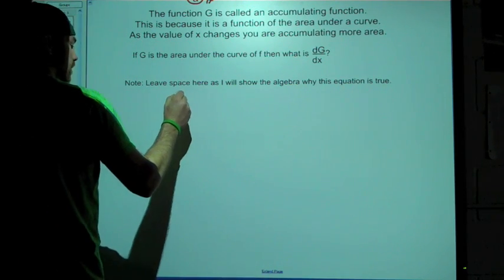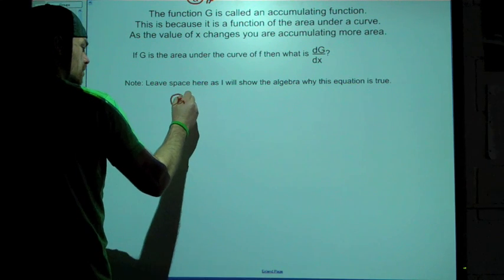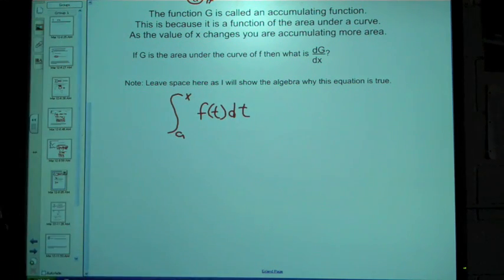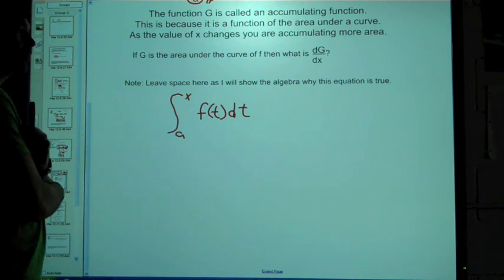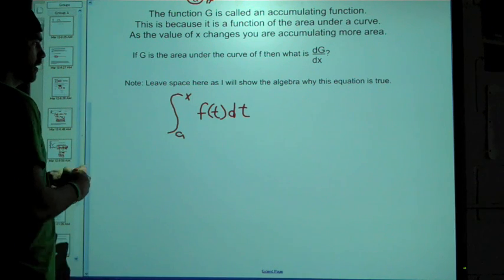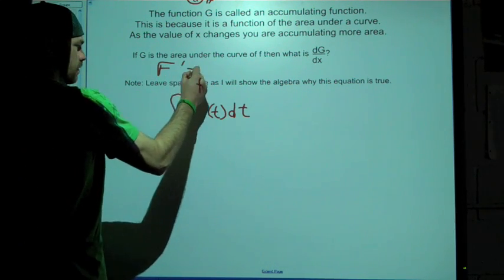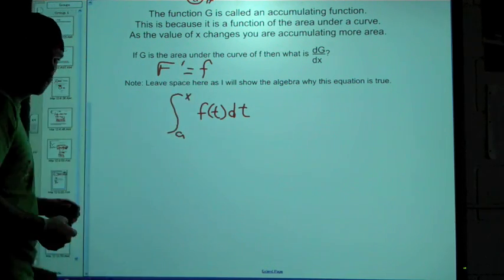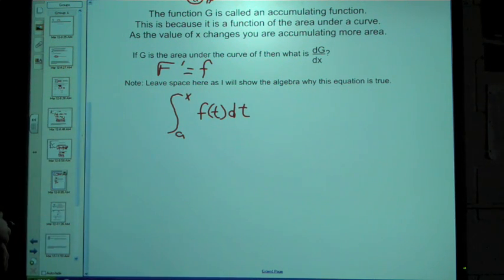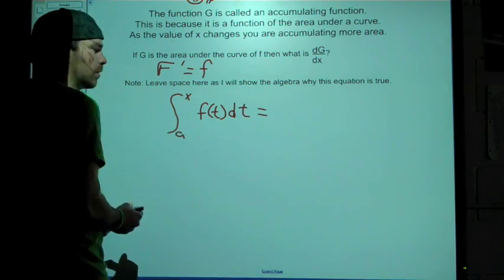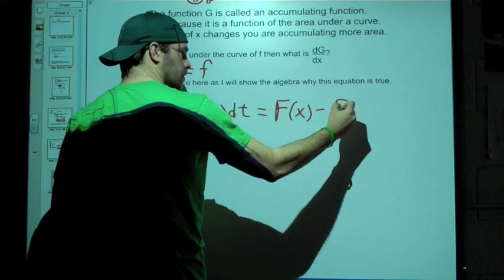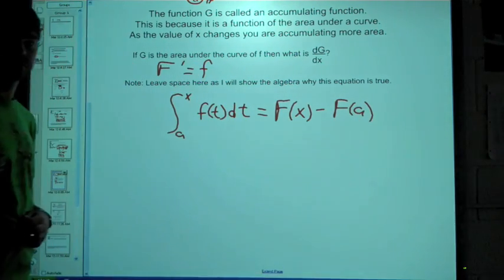All right. Here, we'll go over all the algebra right now. Okay, so I start off with just this function from a to x, f of t dt, right? Using the fundamental theorem of calculus part 1, the first part we already knew, all right? I'm going to say big F prime equals little f. What's that mean? Big F's the antiderivative. So using the first part of the fundamental theorem of calculus, we know that this is true. Big F of x minus big F of a. Okay?